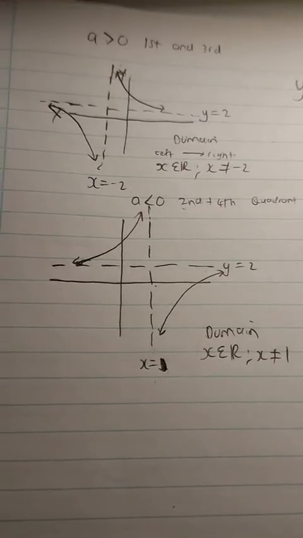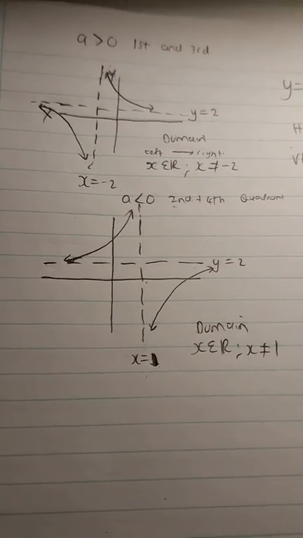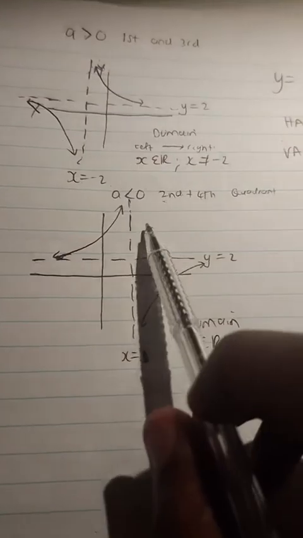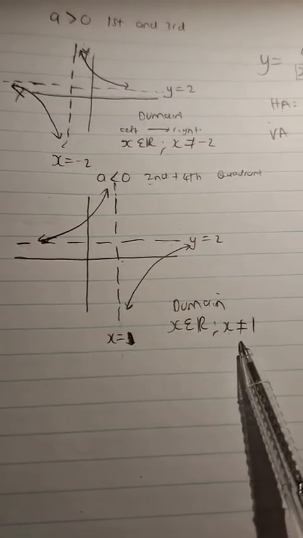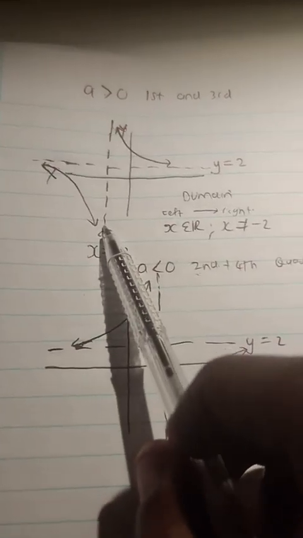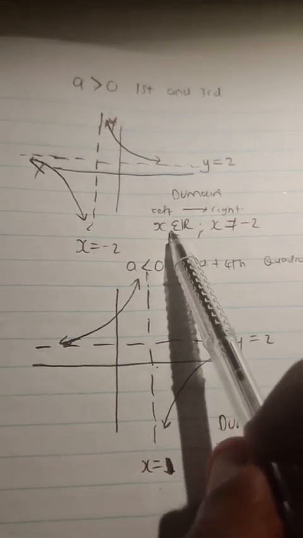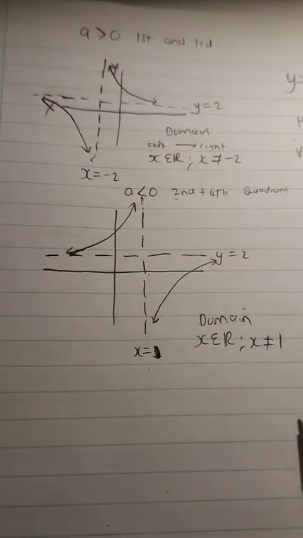When we're writing down the domain of a hyperbola, we must consider the vertical asymptote. X cannot be the value of the vertical asymptote, as we have seen here as well. X is an element of R, but X cannot be negative 2.